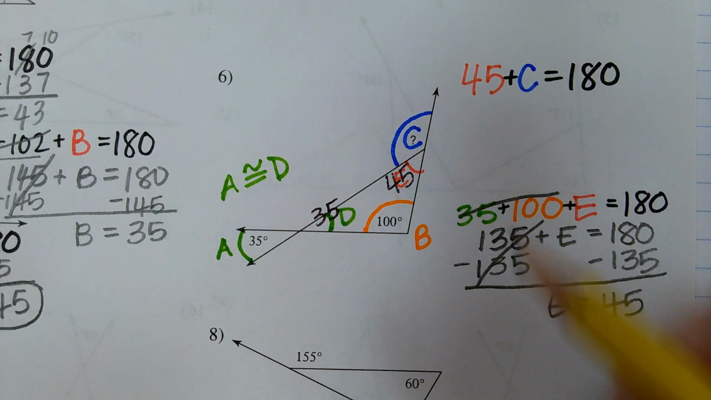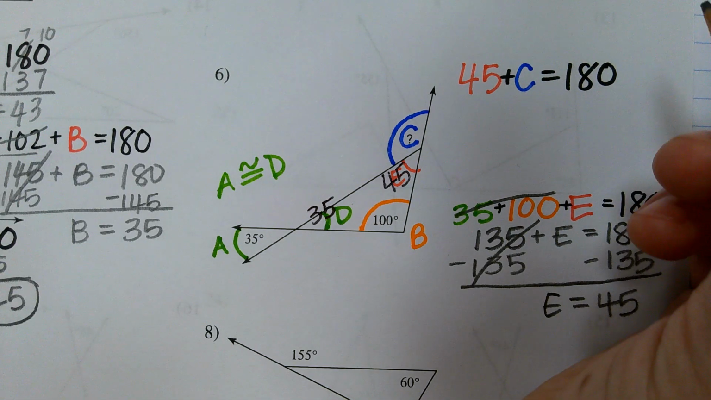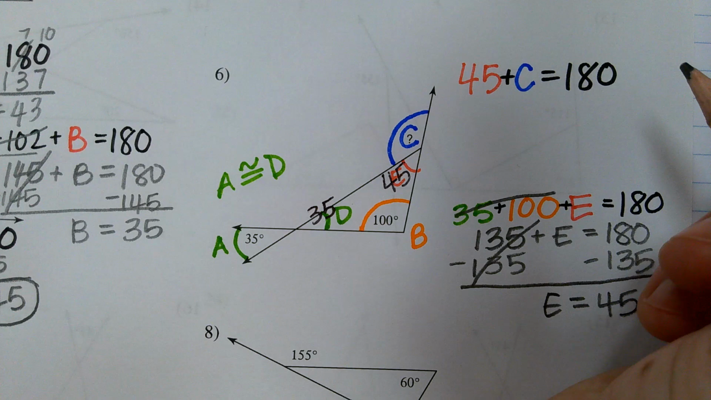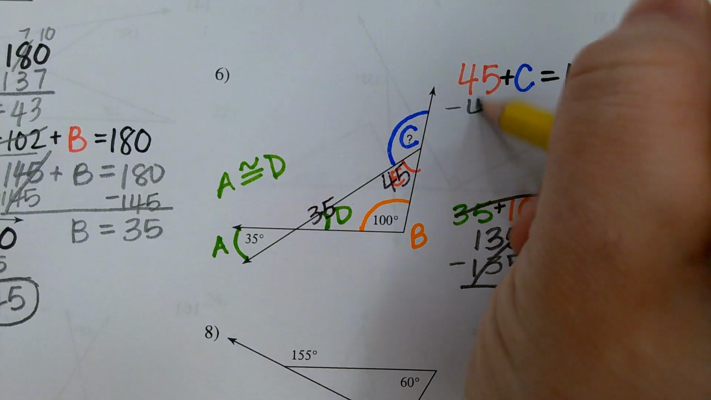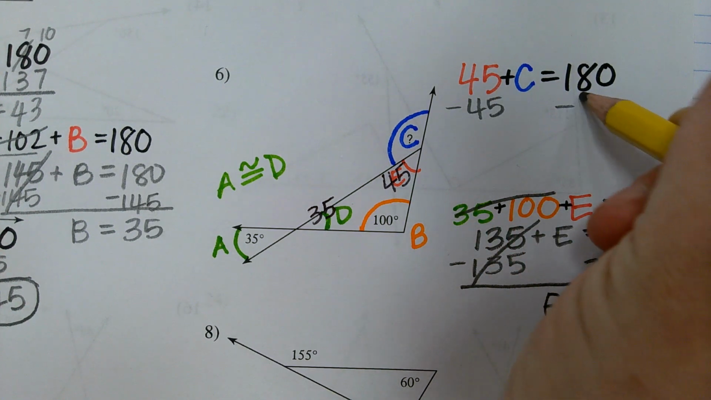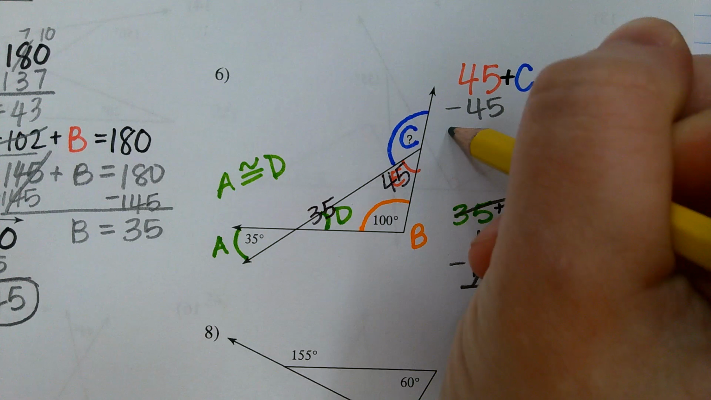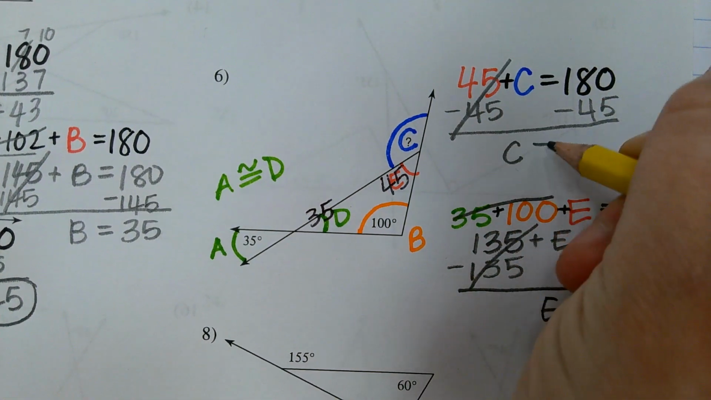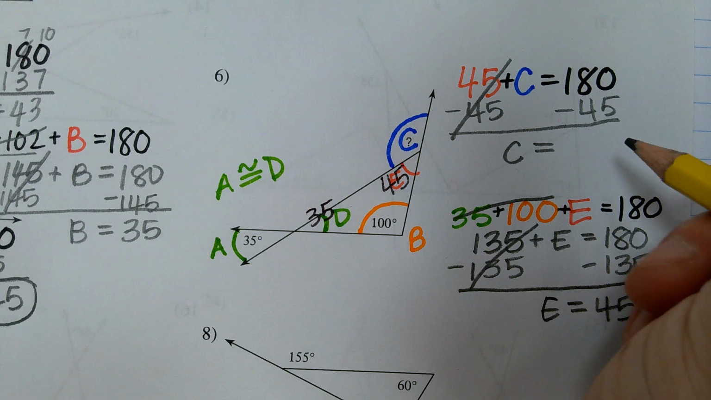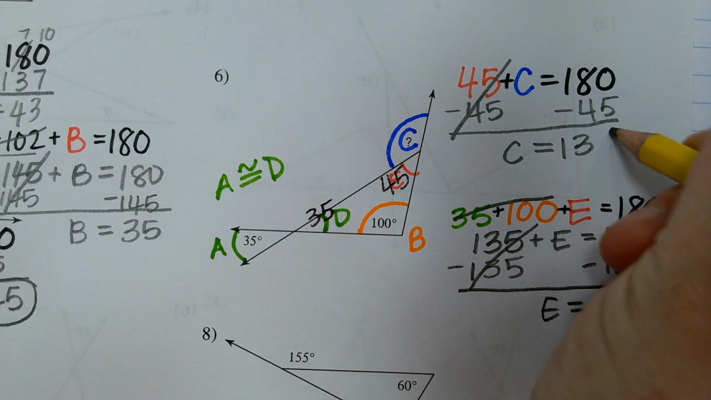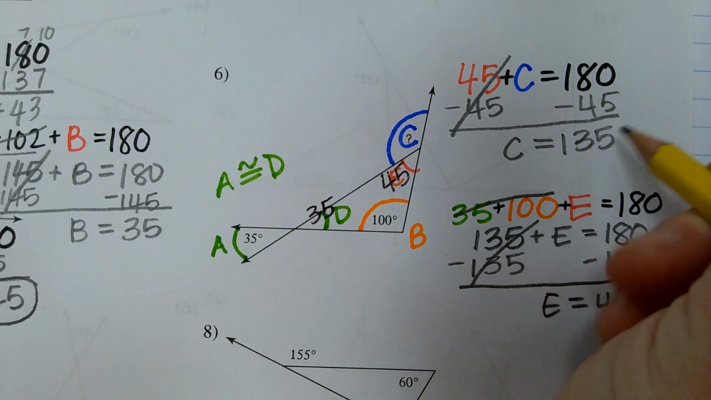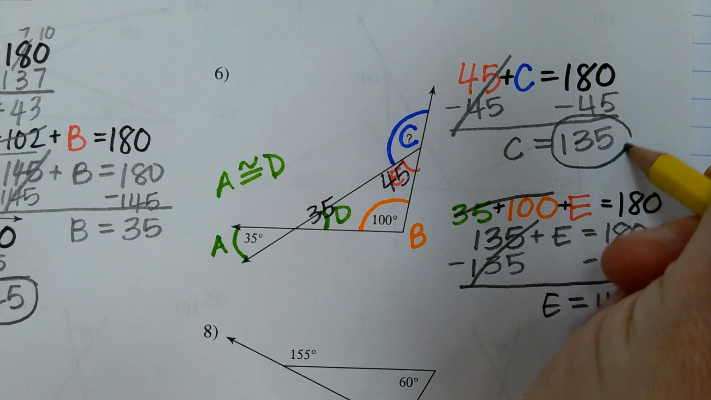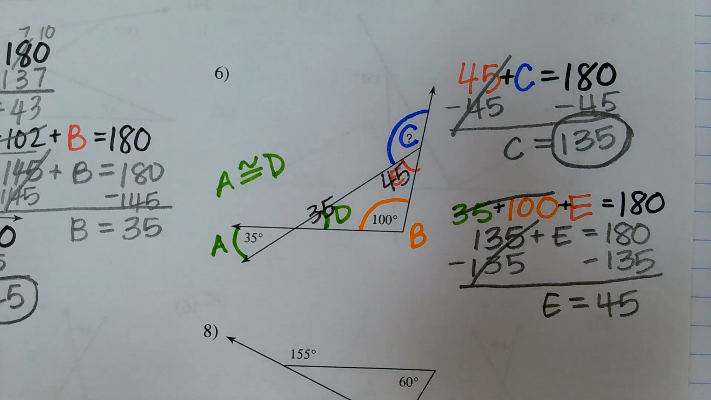Tell me, guys, how are you solving this one? Subtracting 45 from both sides. What's that going to give me? Yes, thank you. C is 135, and that was what we wanted, so we will circle it. Good job, guys.